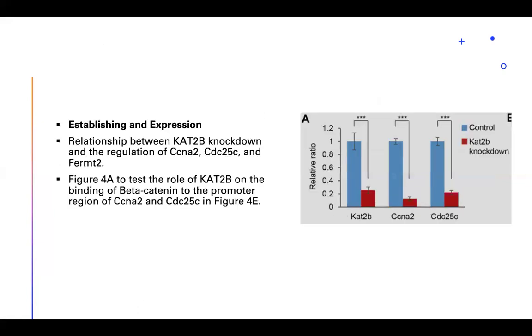Figure 4A was considered an establishing experiment because they established that there is a relationship between CAT2B knockdown and the regulation of CCNA2, CDC25C, and FERT2. This information led on to experiments later on. For example, researchers used this information from figure 4A to test the role of CAT2B on the binding of beta-catenin to the promoter region of CCNA2 and CDC25C in figure 4E.